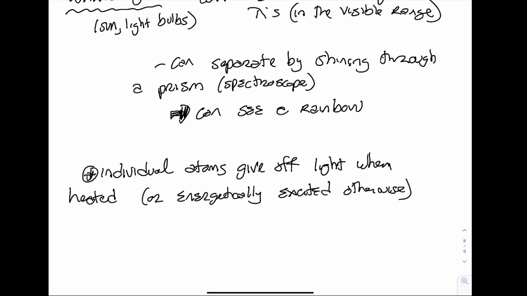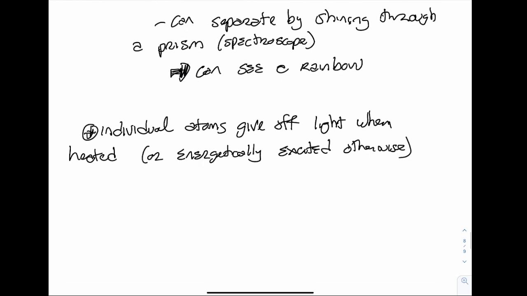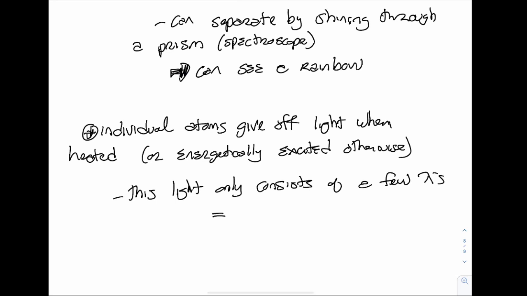When we do that, as it loses energy, that's going to be given off to us in the form of light. Remember, energy is conserved. So we have to give it energy for it to give us back energy, if that's making sense. I'll draw a little picture here in a little bit, and hopefully that'll make more sense. The important part right now, though, is that the light it gives off is not continuous. So this light only consists of a few wavelengths. It is not continuous.